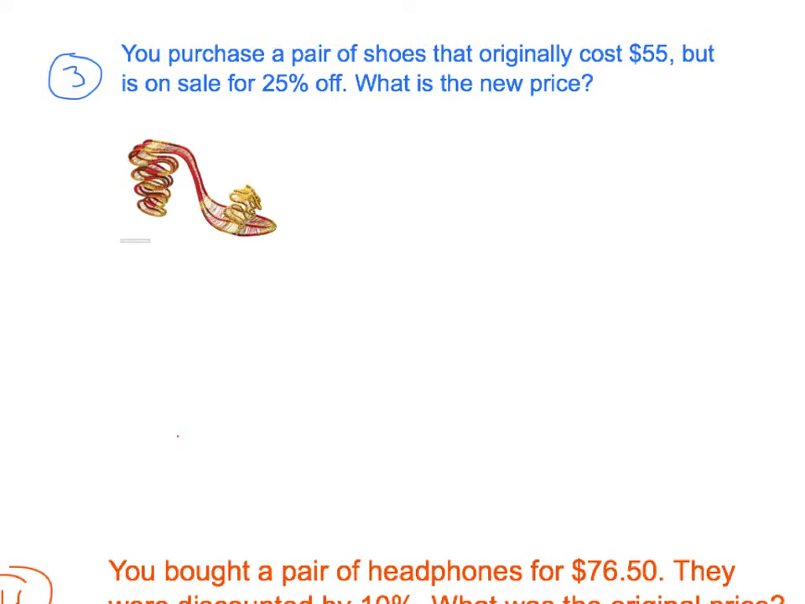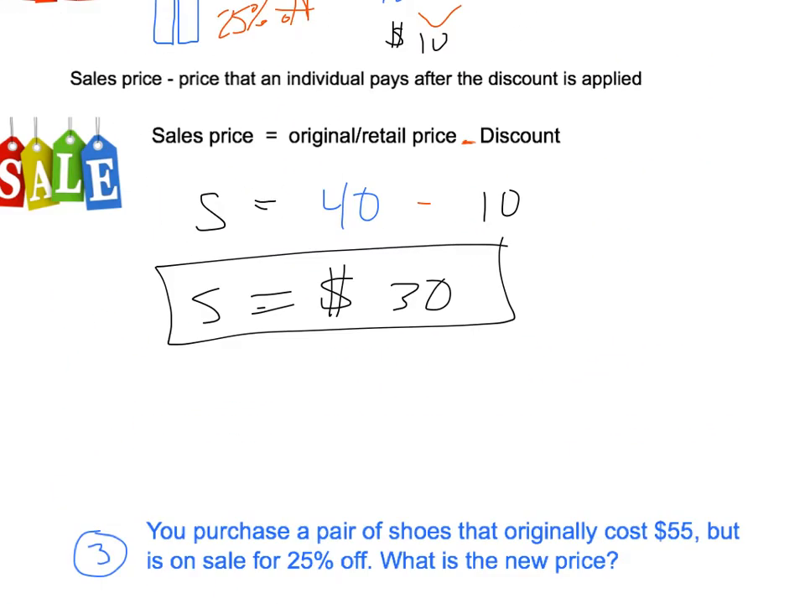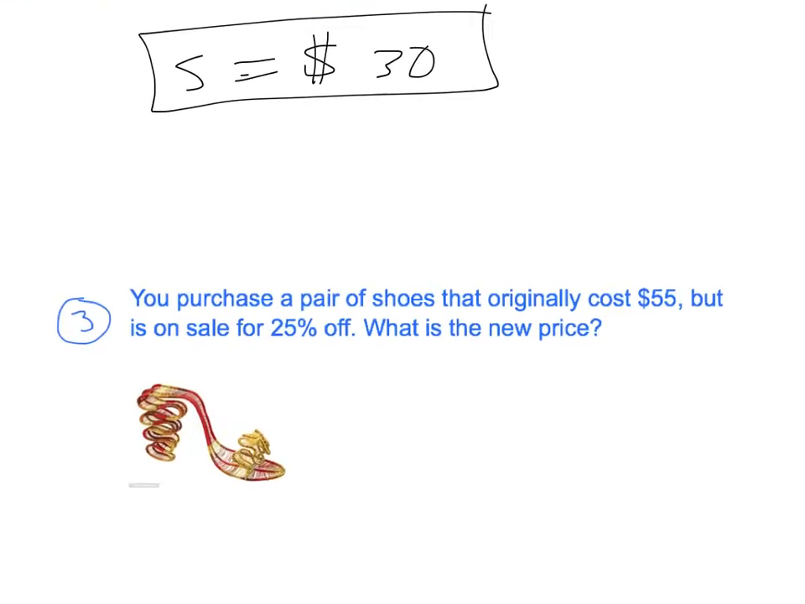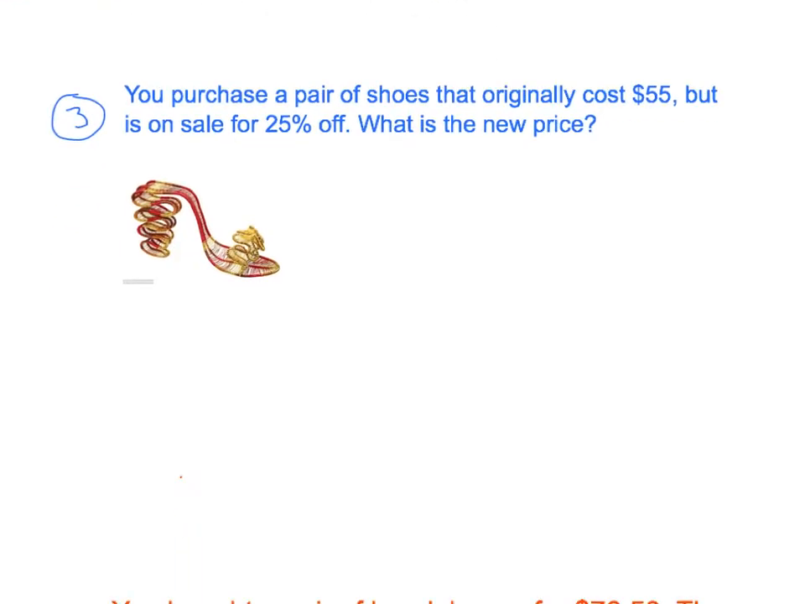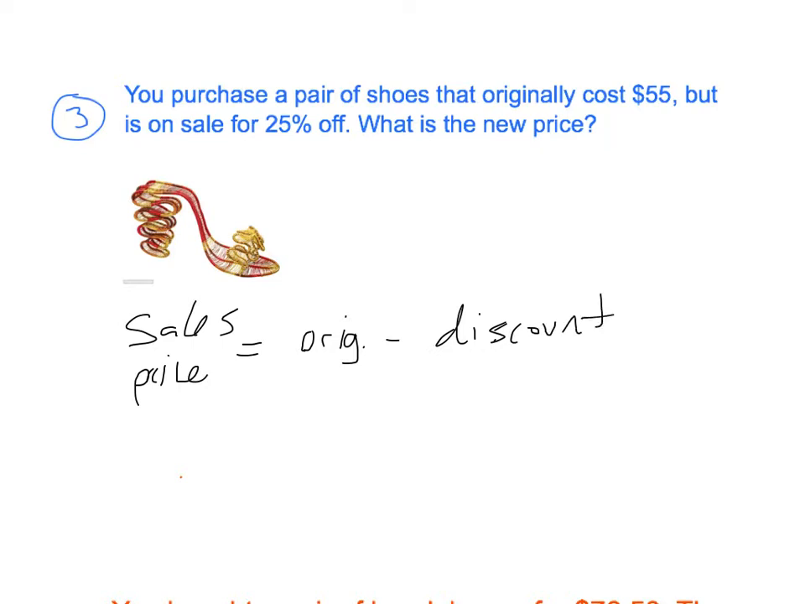Alright, so you purchase a pair of shoes that originally cost $45, but it's on sale for 25% off. What is the new price? Okay, so the new price, which one of these equations are we going to use? Well, it's on sale, so we're going to use the sales price equation. So, sales price, or the new price, is going to be equal to the original minus the discount. Okay, so sales price, I don't know it. Going to use S. The original was 55 minus the discount.